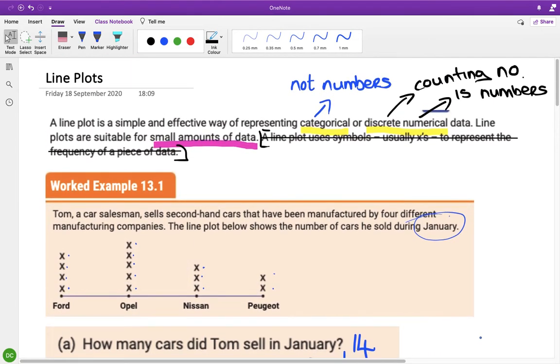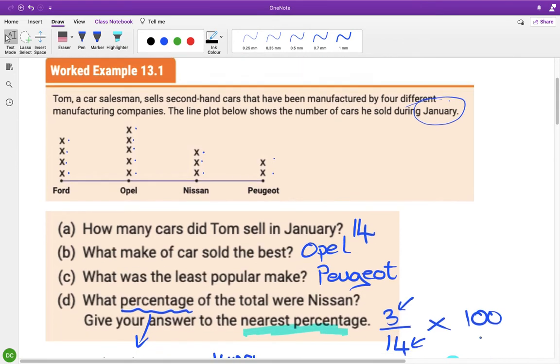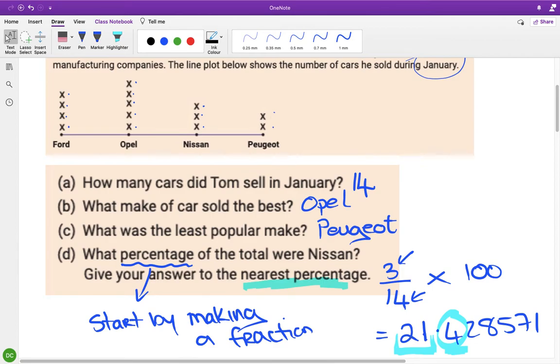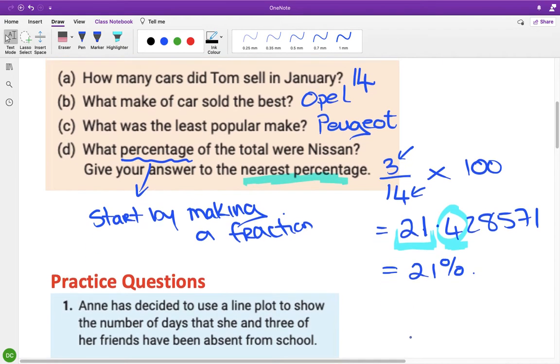So that's a line plot, and that kind of thing I'd like you to do, if you could create a line plot and then like we did in part D there, calculate a percentage off it, that would be lovely. Hopefully you won't have any questions on what we just did there, but if you do, you can let me know, or if Miss Stack is there with you, Miss Stack is a maths teacher, she can go through that with you if you do have any questions.